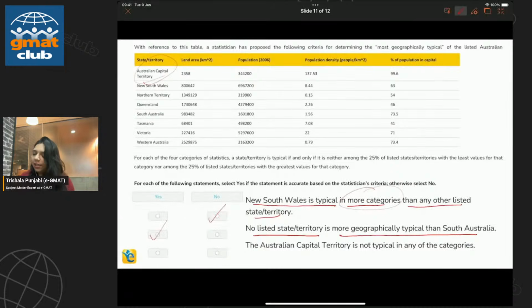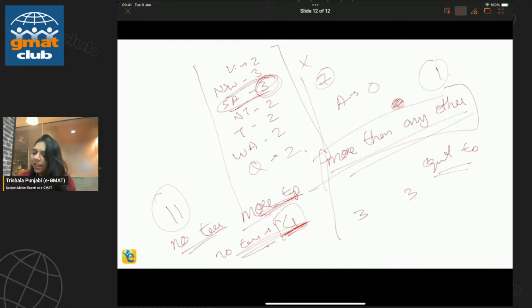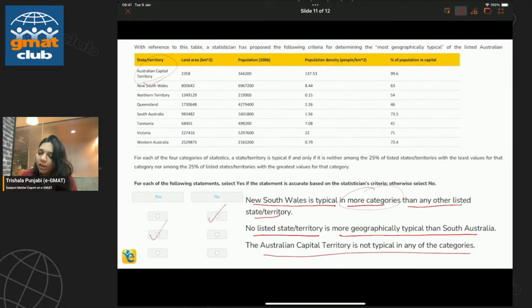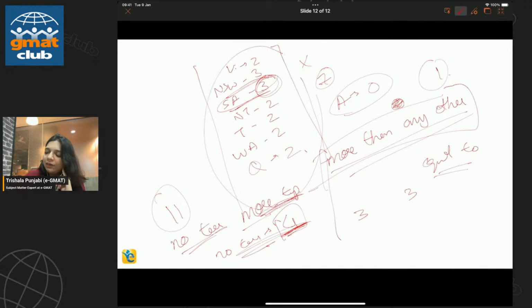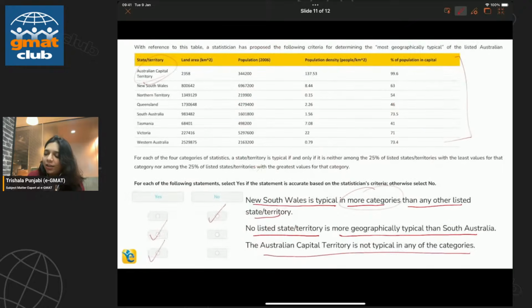Now let us look at the last one. The ACT is not typical in any of the categories. We have already determined that, not in any of the categories. So here what did we do? Because we did the typicality analysis before, because we made this data set for ourselves, it literally took us seconds to come up with this answer without any confusion at all. But if we would not have done that, it would have been very difficult for us, right? So that is why it is really, really important to own the data set.